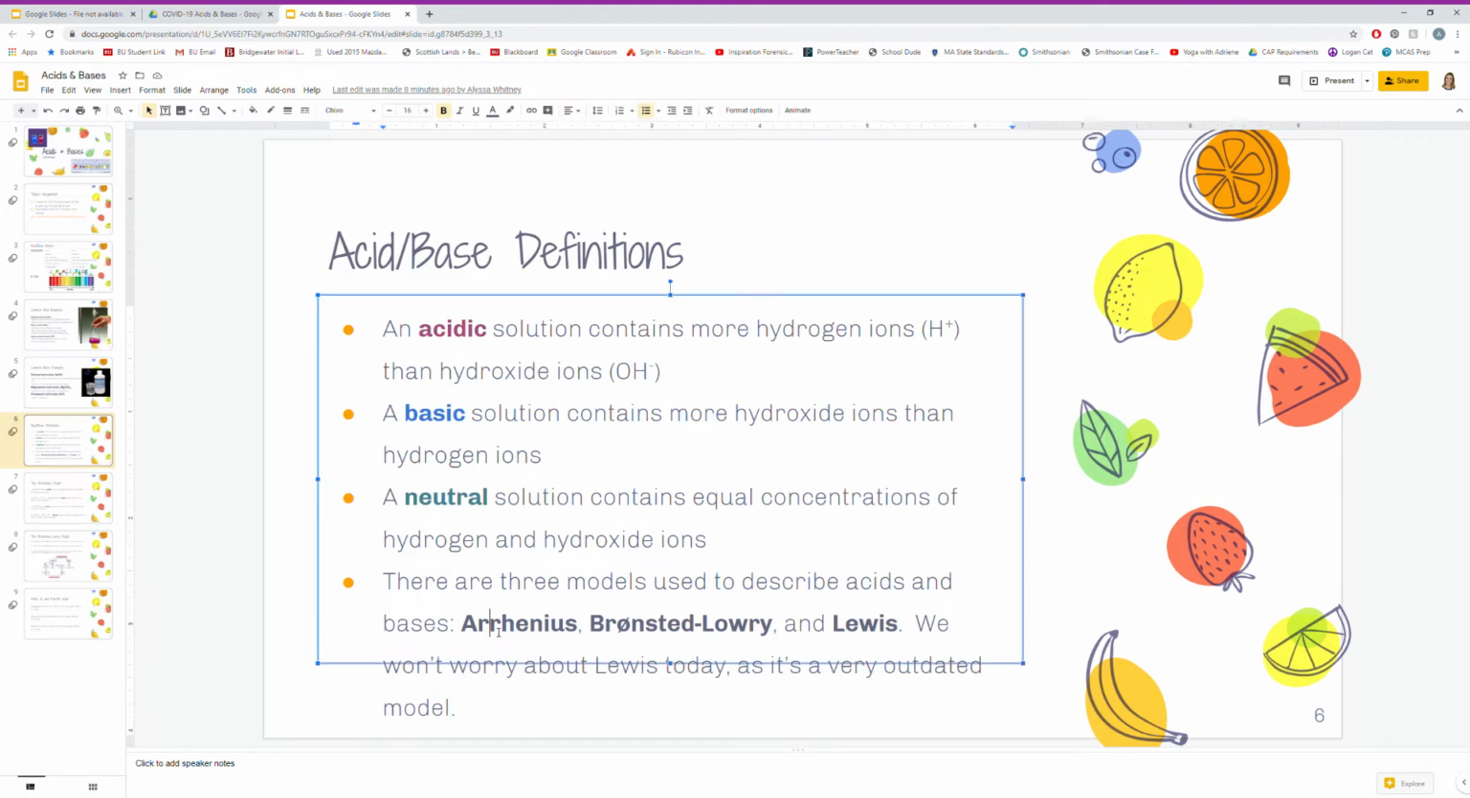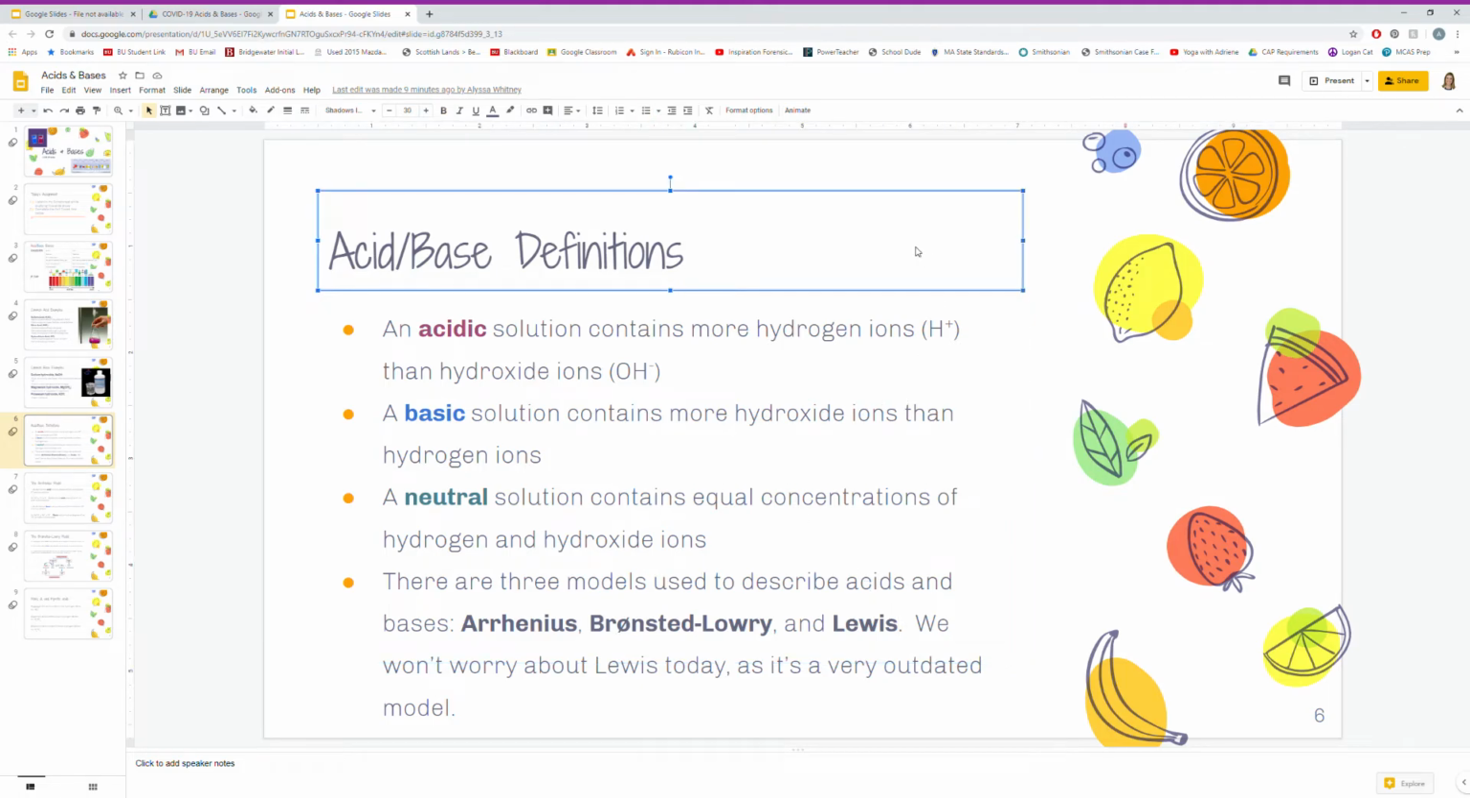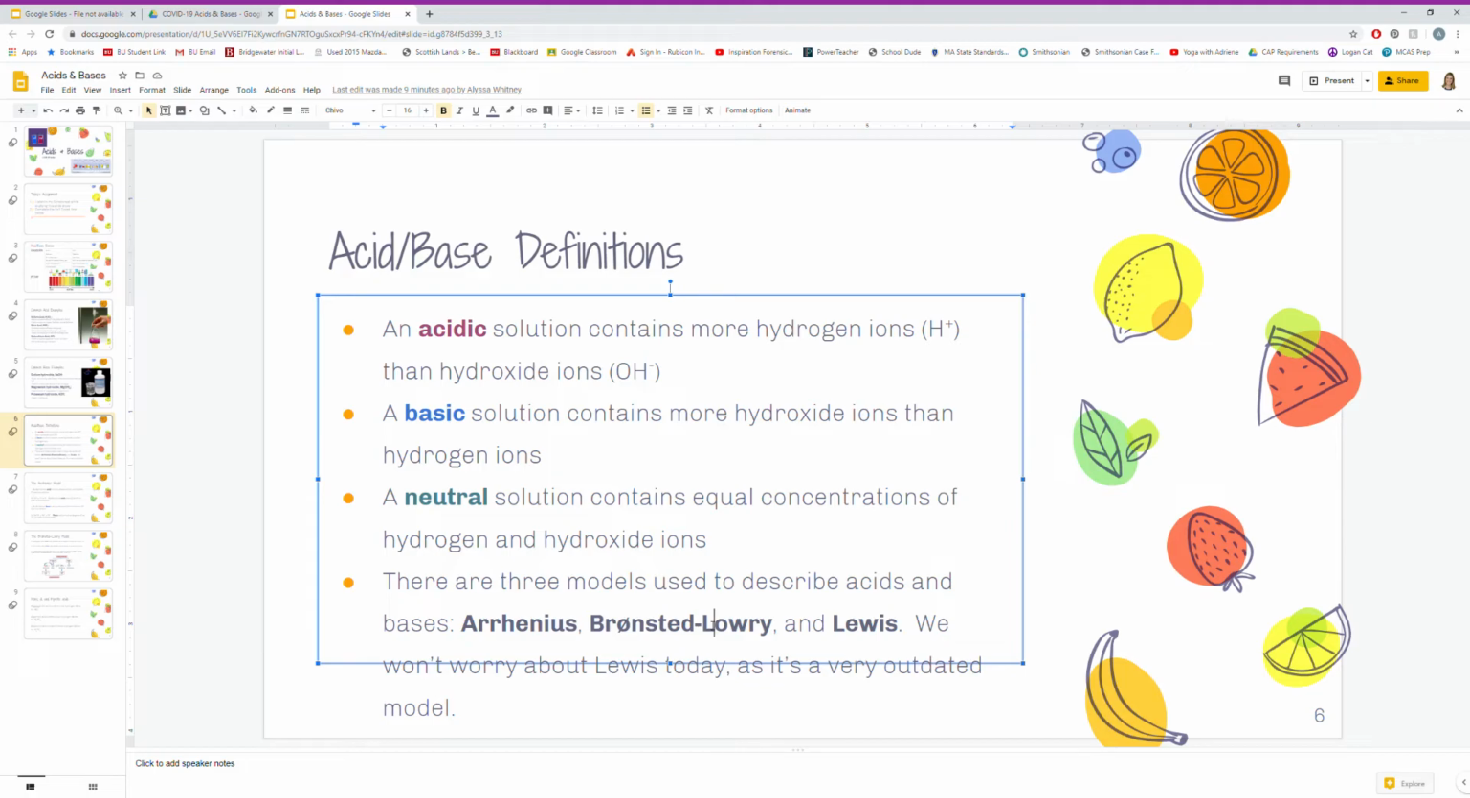There is Arrhenius, Bronsted, Lowry, and Lewis, all named for the scientists who came up with them. We're not going to worry about Lewis today because he's very outdated and also kind of complicated, and talks about electron transfer and stuff, which we are not going to get into. But we will chat about Arrhenius and Bronsted-Lowry. Arrhenius is also kind of outdated, so Bronsted-Lowry is most definitely, without a doubt, the favored acid-base definition.